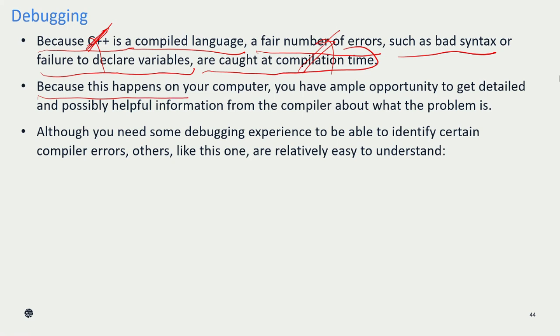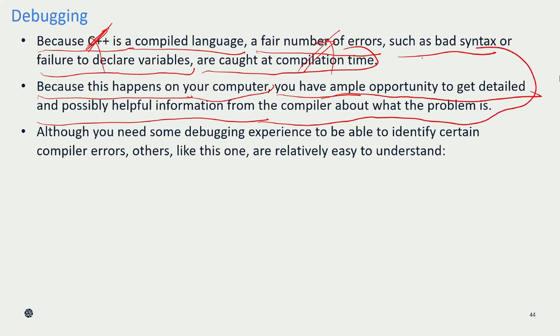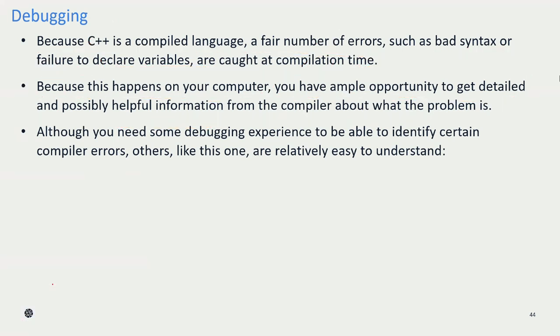Because this happens, on your computer you have ample opportunity to get detailed and possibly helpful information from the compiler about what happened in the problem. So actually, what they are saying here is, if this kind of problem is happening, there are multiple opportunities to find out what kind of problem actually occurred, so that you can solve it. With the help of debugging, you can rectify the problem and find exactly where it is. Although you need some debugging experience to be able to identify certain compiler errors.